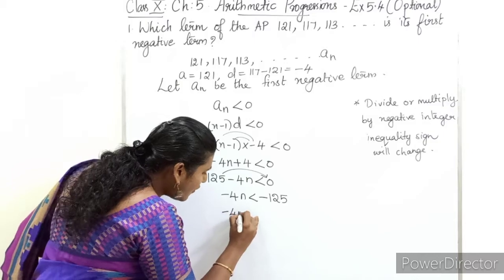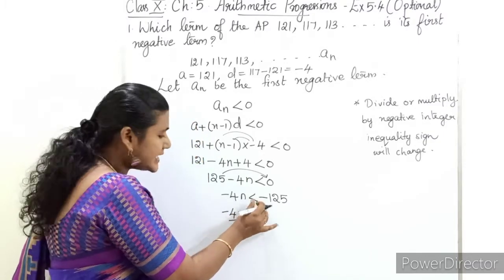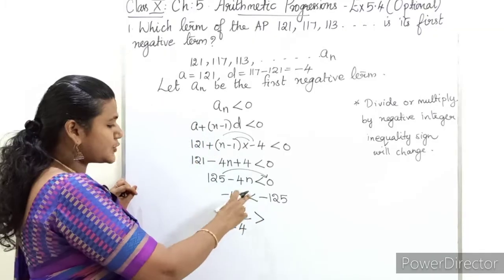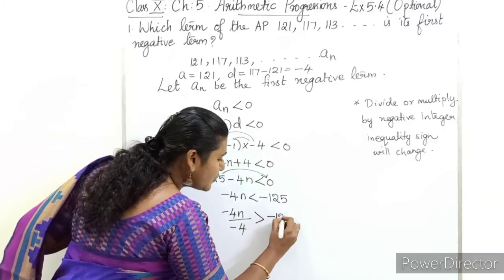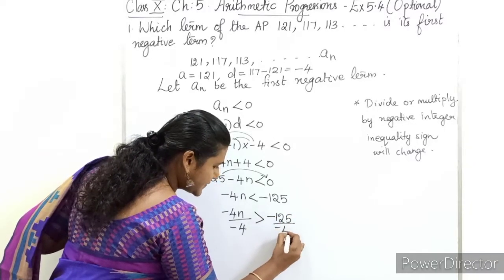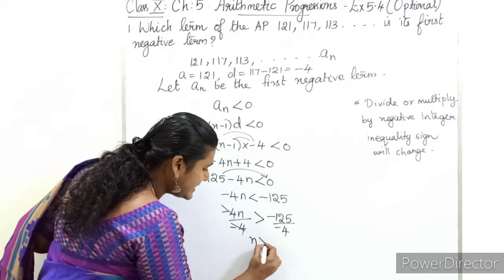So minus 4n by minus 4. What will happen to this inequality? This inequality sign will change. So the less than symbol will become greater than. So minus 125 by minus 4. Now we can cancel this minus 4. So you will get n is greater than, and here the minus will get cancelled.